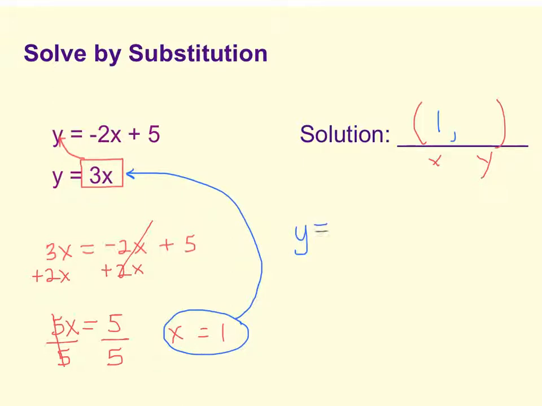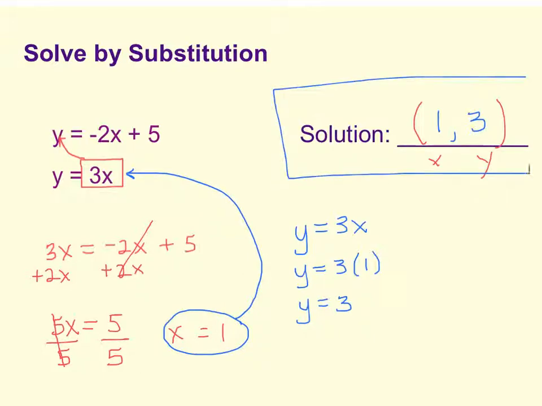So y equals 3x, there's our box, but now we know that x is a 1, so instead of times x, let's replace the x with a 1, and 3 times 1 is 3. So up here in our solution, I can say that y equals 3. And there's the solution for our system. These two lines cross at that ordered pair.